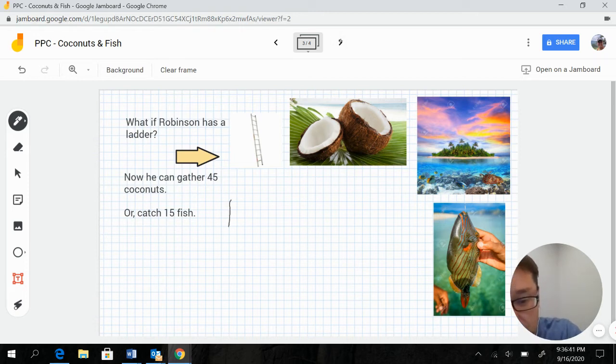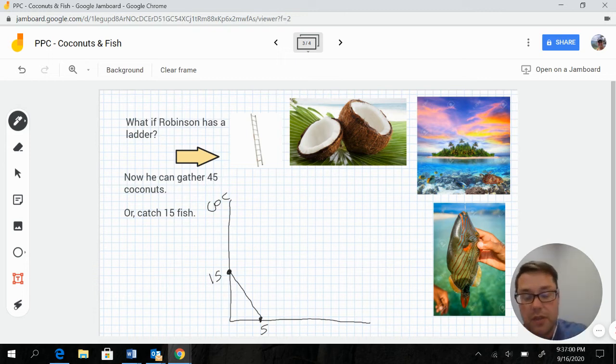So let's redraw our original PPC real quick. So we had 15 coconuts. We had 5 fish originally. Now, previously, we know that he has a fish hook. So Robinson found a fish hook. So this new intercept over here for fish was a 15, right? So we had, let's not draw the line, but in the last example, coconuts was the same, right? So the PPC had shifted out like this, and the line was here.